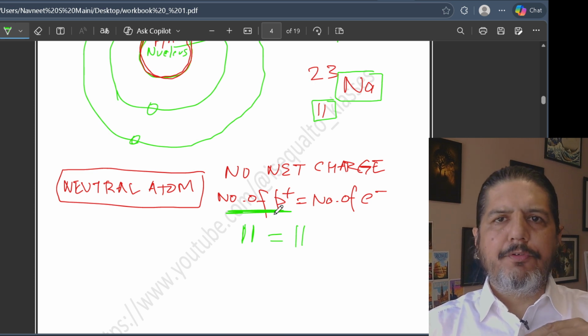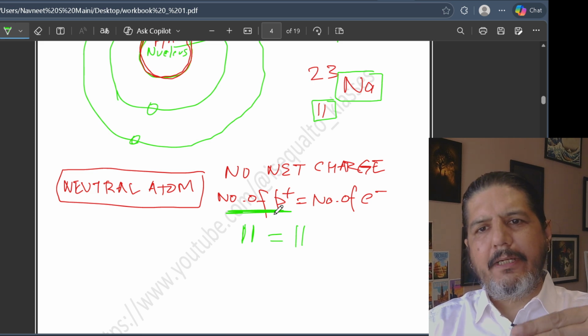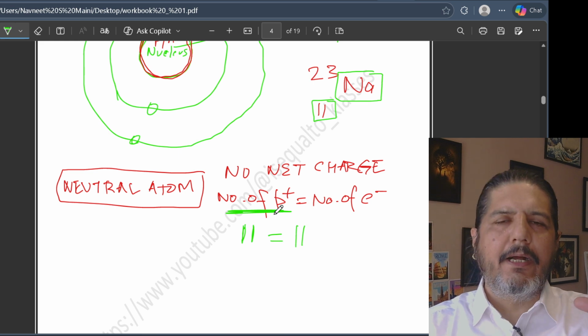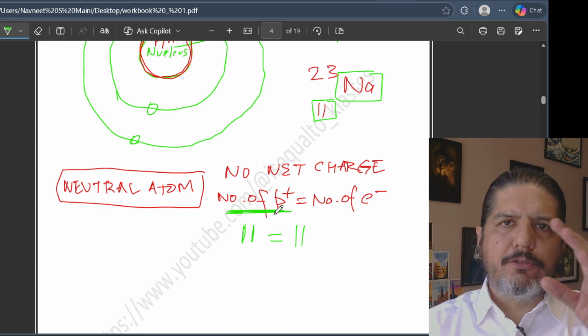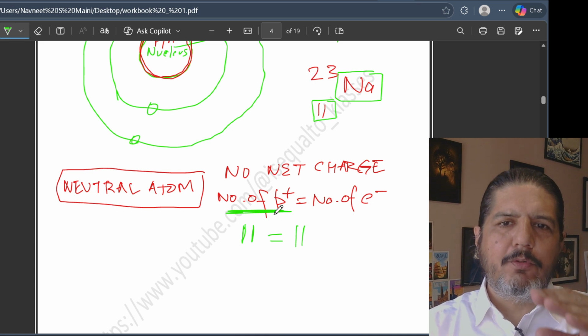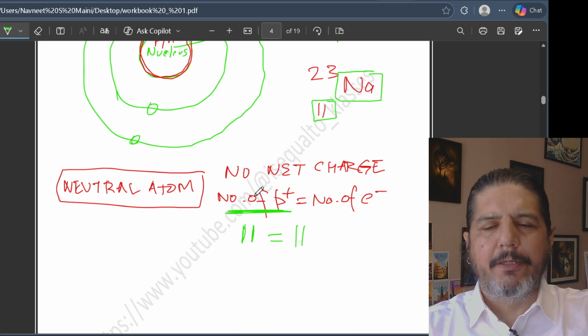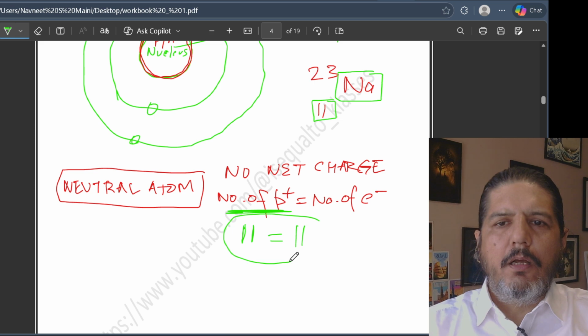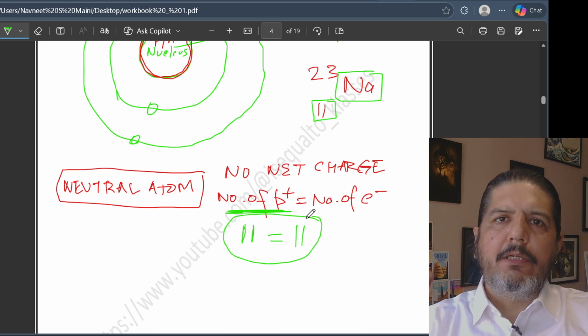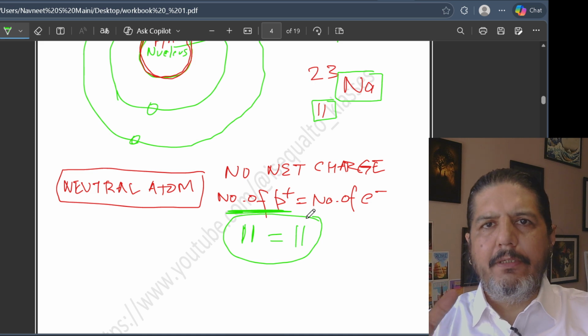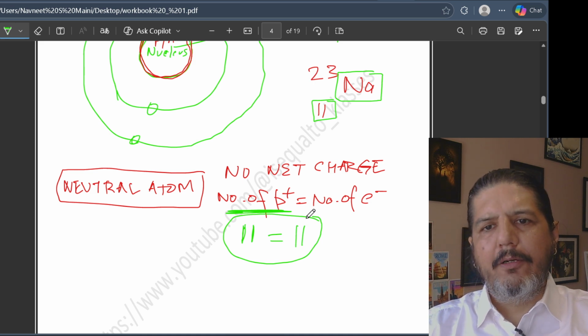If there is any confusion, please keep watching the lecture. By the time we complete the lecture, you will understand most of the stuff. I'll try to make sure that you understand at least 80 to 90% of this topic. So, in a neutral sodium atom, the number of protons would be equal to 11, and the number of electrons would be equal to 11.